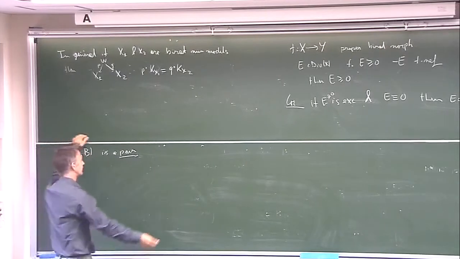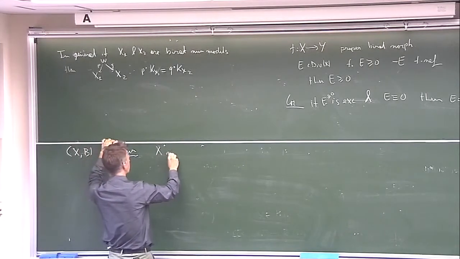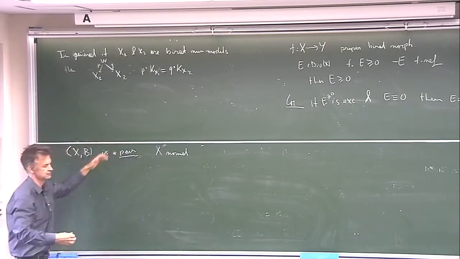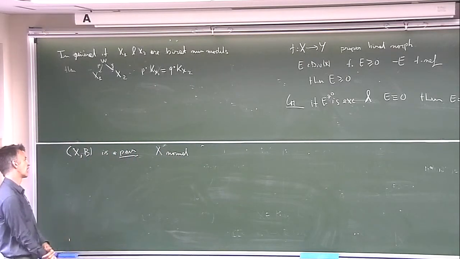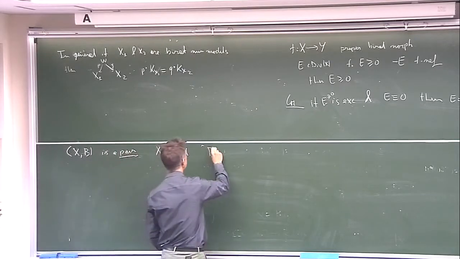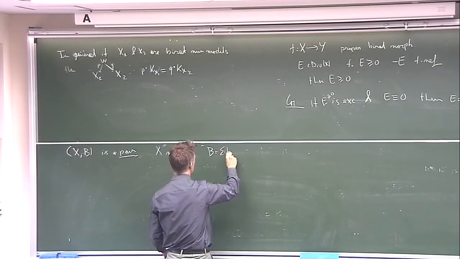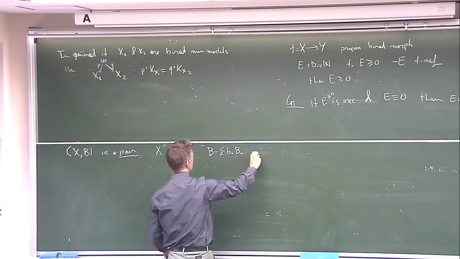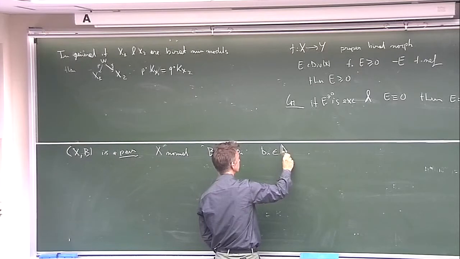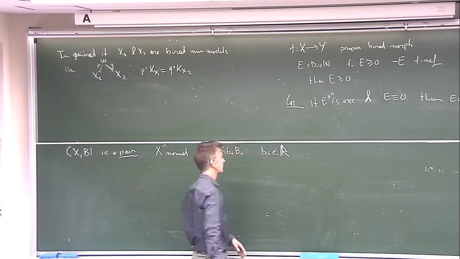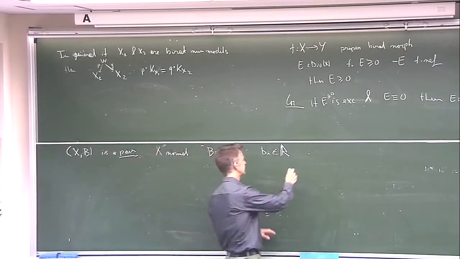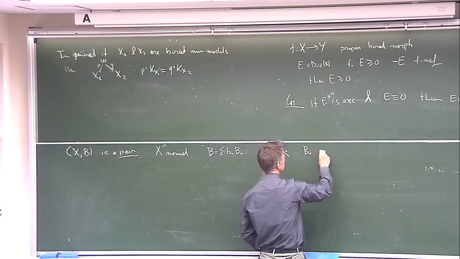So what do I want? X has to be a normal, particularly reduced and irreducible variety of dimension d. And B will be a sum of b_i B_i. So these b_i's are typically rational, but possibly real coefficients. So let's allow them to be real coefficients right from the beginning. And when I write it this way, B_i's will denote prime divisors.